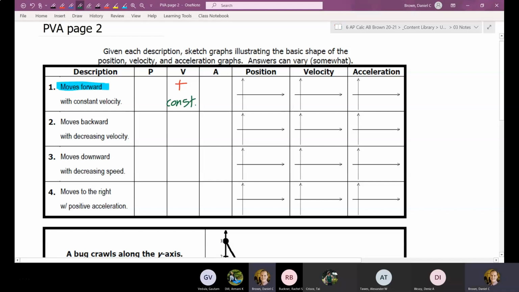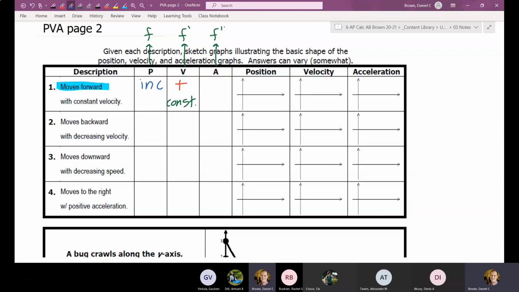When I start drawing out these graphs, we're going to interpret position as the original function, velocity as the derivative, and acceleration as the second derivative. So let's think about what that means. If I say velocity is positive, that's the same thing as saying the first derivative is positive. If the first derivative is positive, what do I know about the original function? It's increasing. So if velocity is positive, the original function, which is position, would also be increasing.